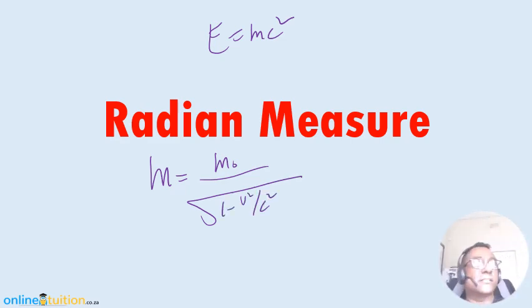Where m naught is rest mass. So that's when you're not moving. But you'll notice there's an issue here. When v becomes c, that means when the body is traveling at the speed of light, you're going to get 1 minus c squared over c squared, where c is the speed of light. Boom. So what does it mean for this formula that you're dividing by 0? Does your mass become infinite? What does infinite mass actually mean?